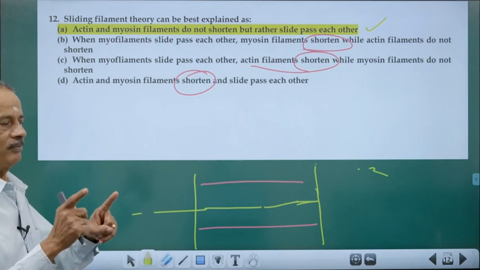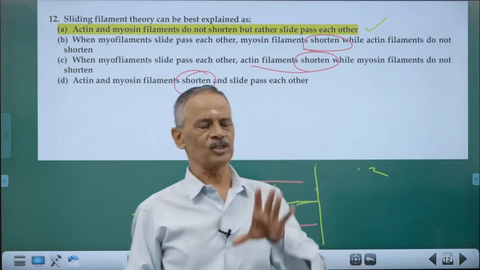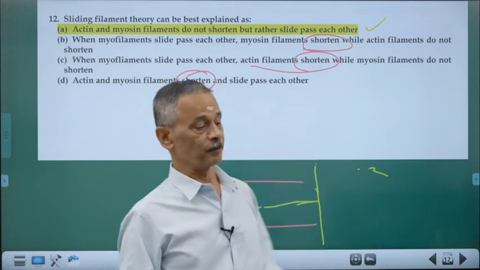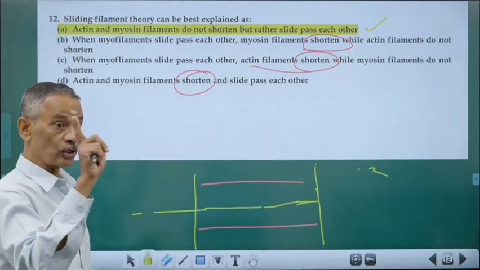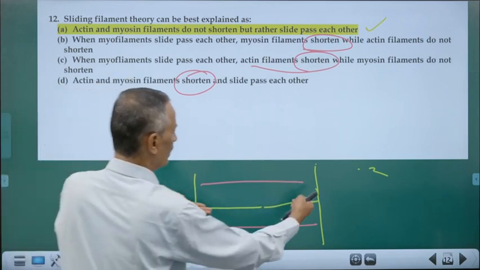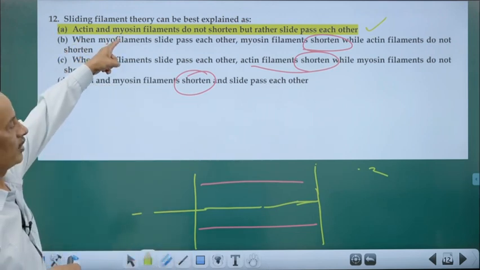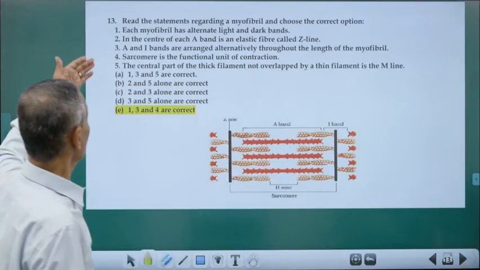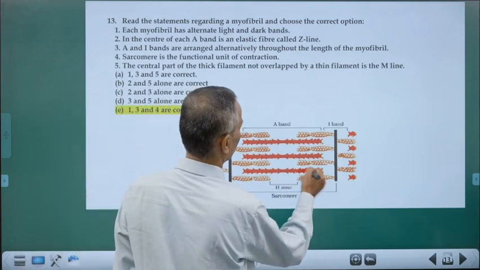So during contraction, there is no change for the A band. The I band is becoming shorter and shorter. The H zone is becoming smaller and smaller, and finally disappears. And the two Z lines are coming closer and closer. There is no shortening of thick or thin filaments. Instead, the thin filaments are sliding in between. That is why this theory is called sliding filament theory, put forward by Huxley and Huxley. Yes, you can see it. This is the thick filament and this is the thin filament.